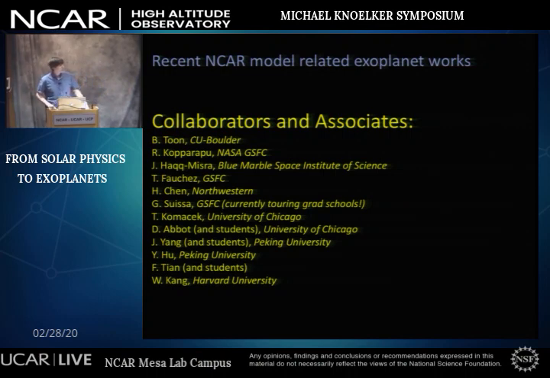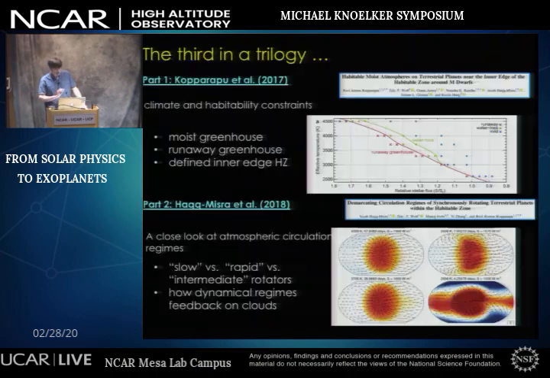There's a number of us in the US, and there's also several groups in China who make much use of CESM. So Ravi Kopparapu, Jacob Haqq-Misra and I published a series of papers on the potential climates of terrestrial planets located around M dwarf stars, with part one thinking about moist greenhouse and runaway greenhouse processes in the inner edge of the habitable zone.